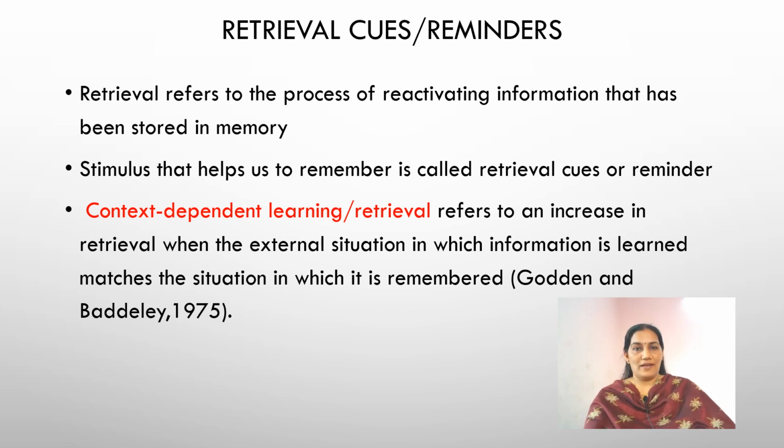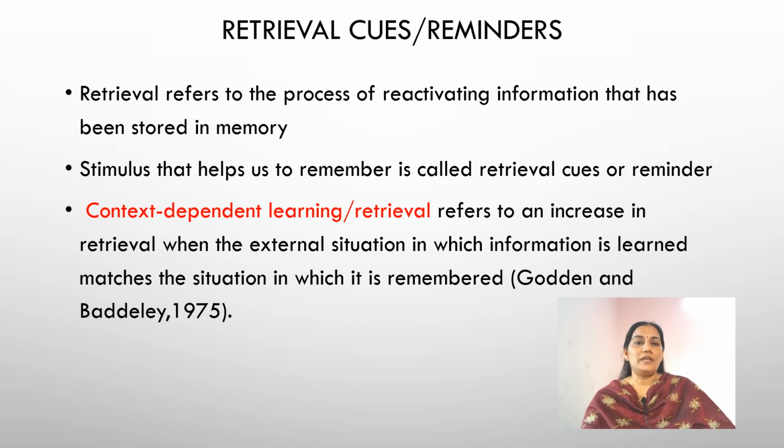Next is the role of reminders or retrieval cues in long-term memory. Retrieval refers to the process of reactivating or remembering information that has been stored in memory. Any stimulus that helps us to remember is called a retrieval cue or reminder. A good example is a photograph. When we see a photograph, we can remember the experiences associated with that photograph very easily.